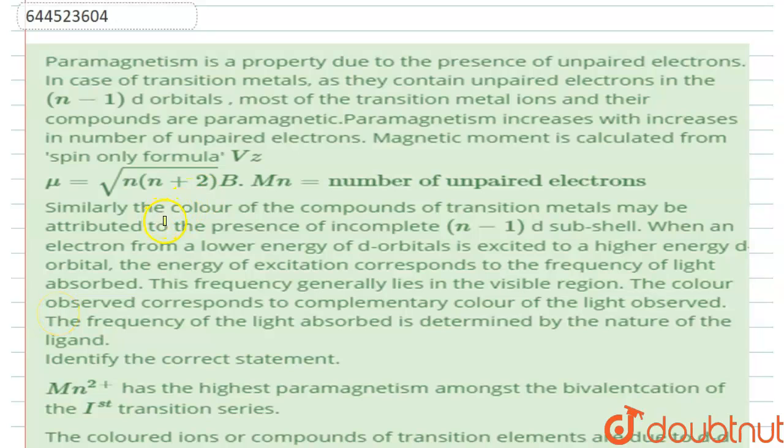Hello students, let us have a look at the question first of all. So the question is of paragraph type. So let us see what the paragraph is all about. So paramagnetism is a property due to the presence of unpaired electrons.